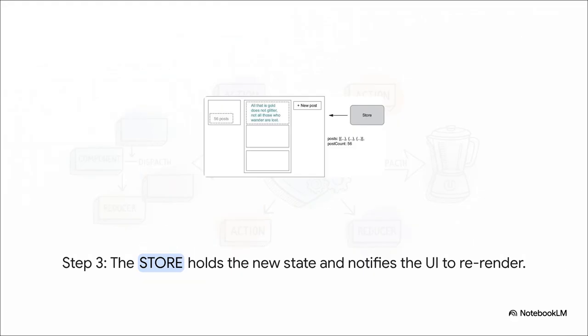And finally, we have the store. Its job is simple but absolutely essential. It takes that new state object from the reducer and makes it the one official state for the whole application. Then it sends out a notification to the UI saying, hey, something's changed. The UI components hear that, grab the new state, re-render, and just like that, the user sees their new post pop up on the screen. And boom, the loop is complete.